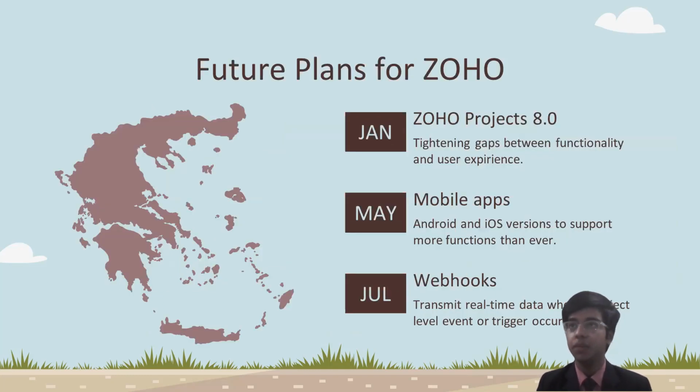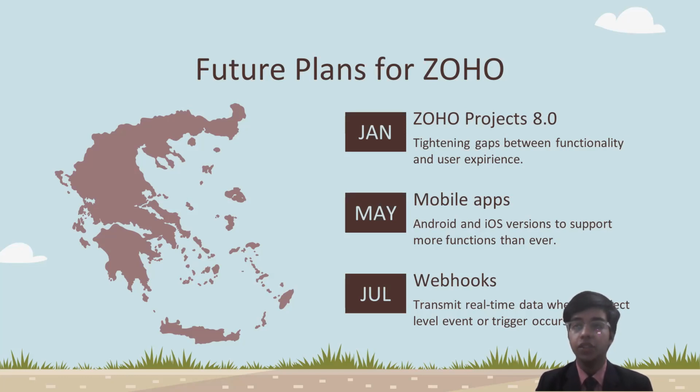Now let's discuss the future plans for Zoho. In January of 2024, Zoho intends to launch Zoho Project 8.0, which will tighten the gap between functionality and user experience, giving top-notch services to all its customers. By May, Zoho plans to launch a mobile app, which will be available in both Android and iOS versions and will support more functions than ever.